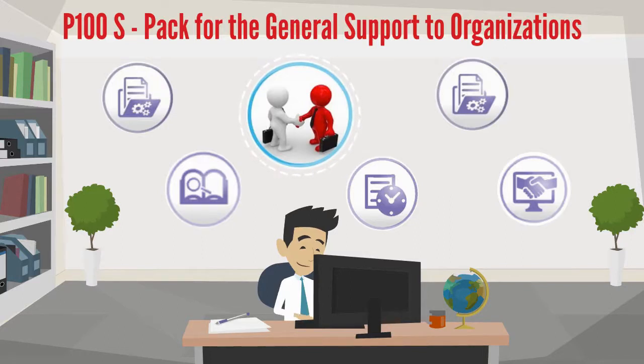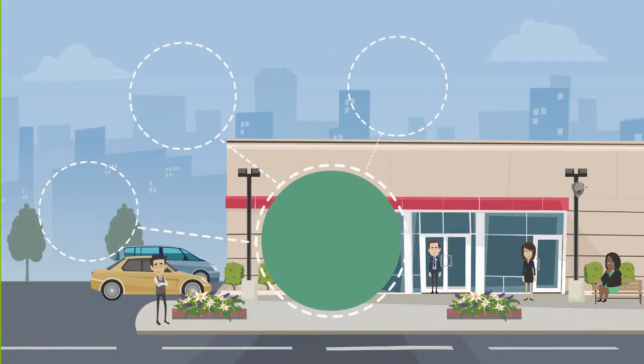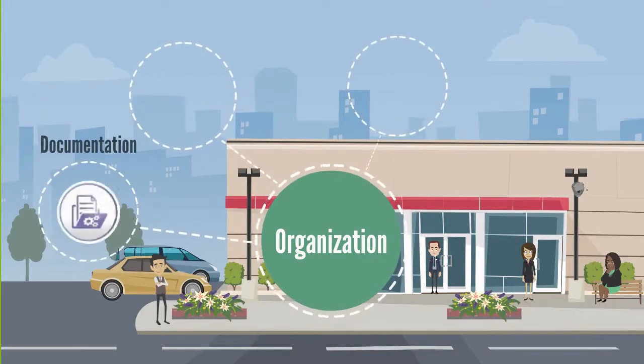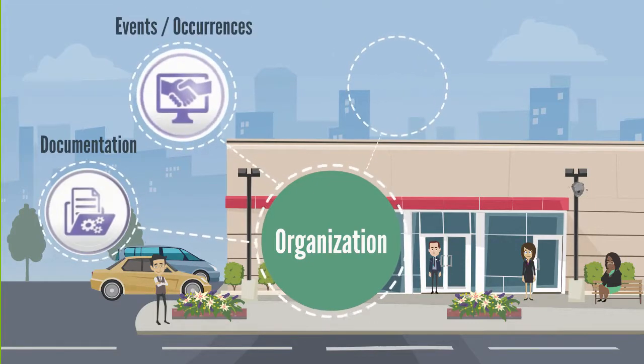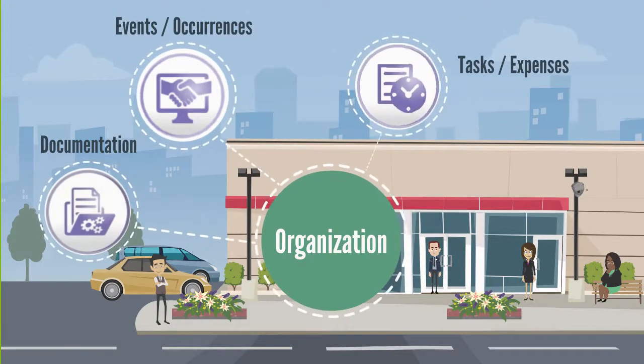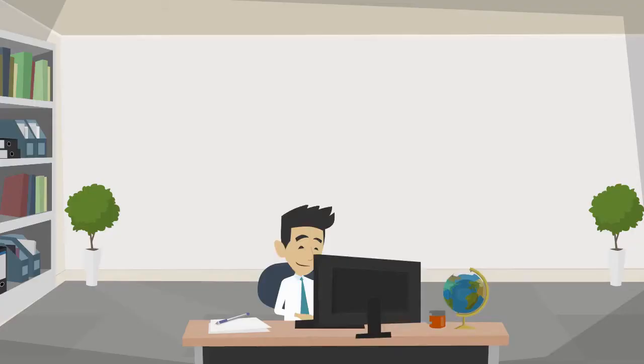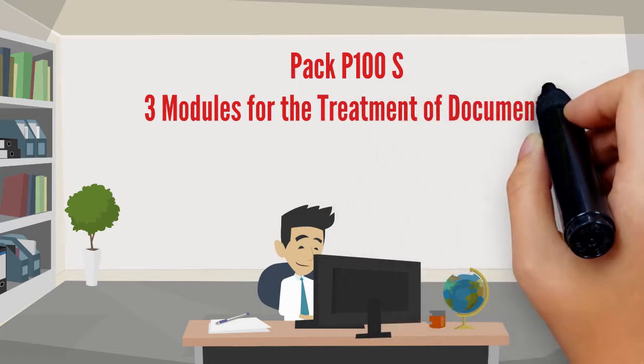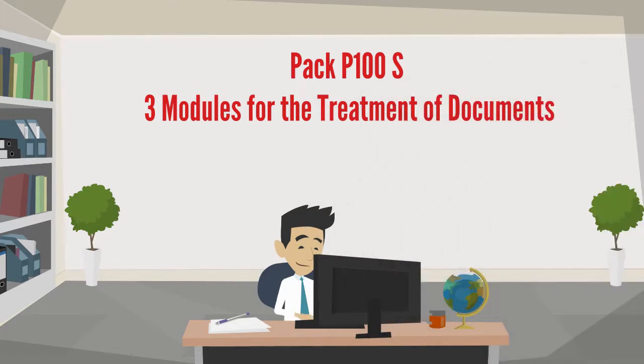Pack P100 S for the general support to organizations. The activities of any organization share both common and transversal needs. For instance, needs regarding the treatment of documentation and events, occurrences, relevant to the management and control of associated tasks and expenses.